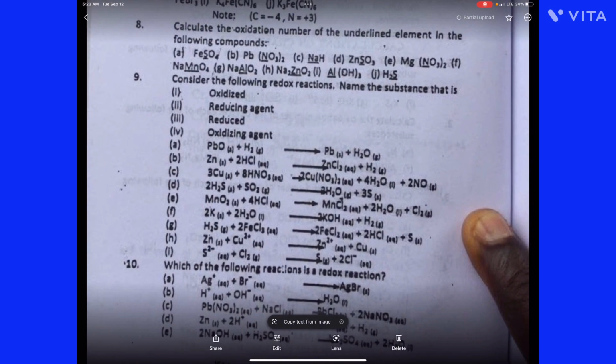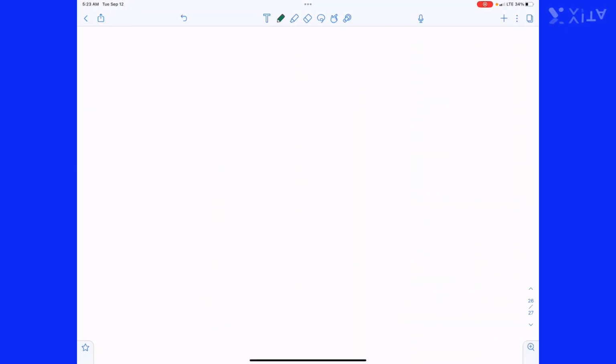It says, consider the following redox reactions. Name the substance that is oxidized, reduced, the one that is the reducing agent, and the oxidizing agent. These are simple questions. Let me just jot down my title.